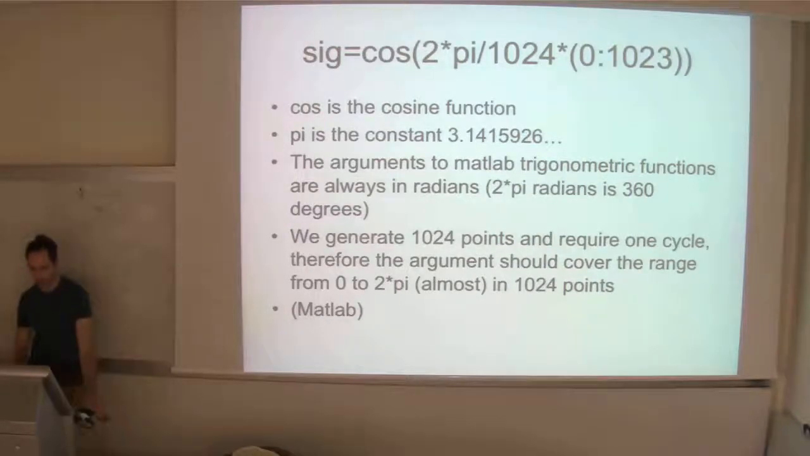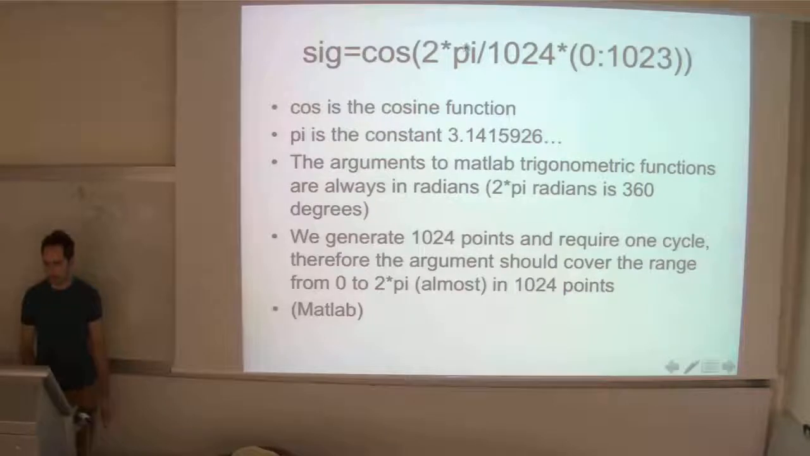Okay, so let's look at how FFT looks at nice signals. So we're going to generate a signal, and this is the way that we're going to do it. We're going to use cosine, and the cosine is the MATLAB cosine function. Pi is the constant pi. The arguments to MATLAB trigonometric functions are always in radians.